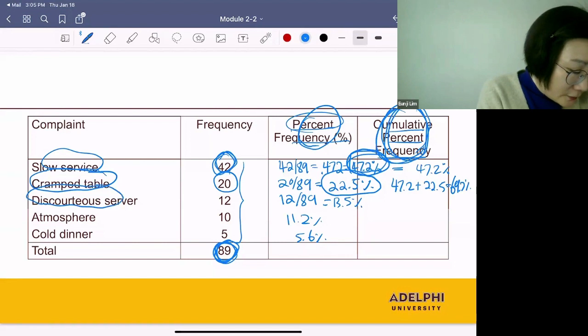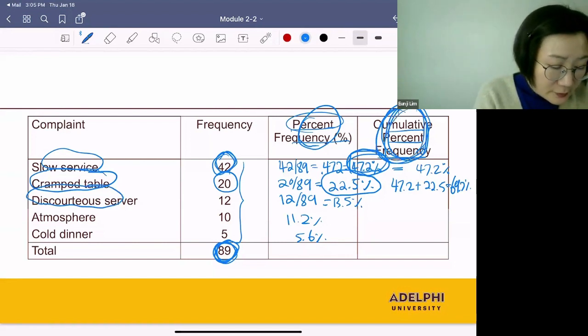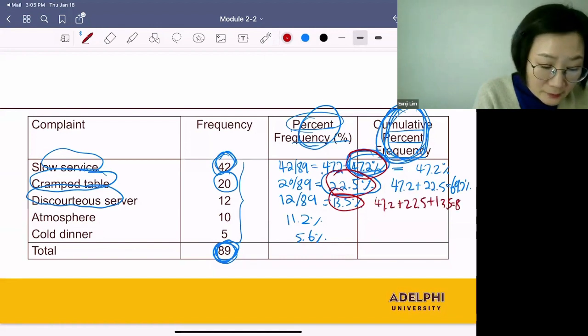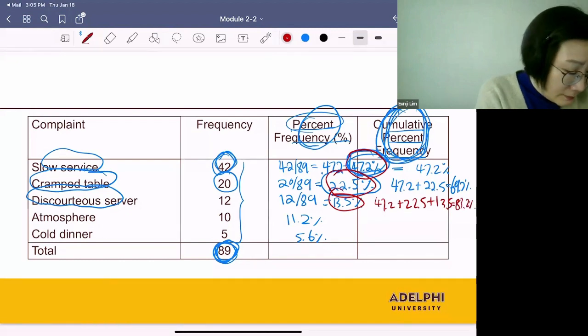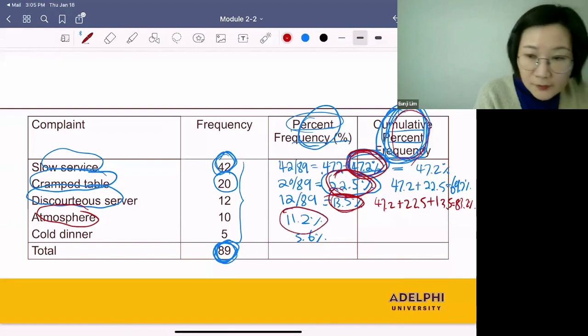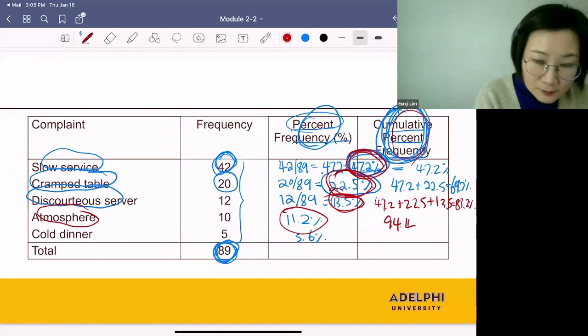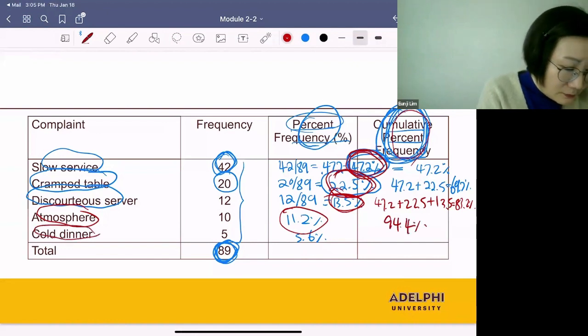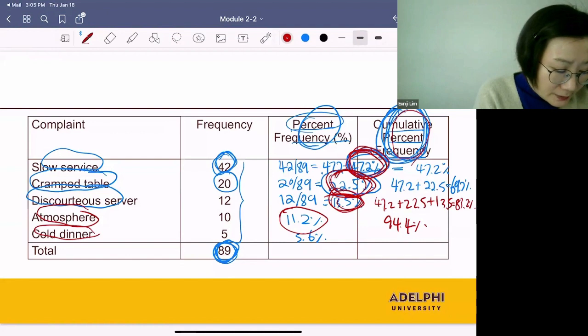Now, for the third area, the cumulative percentage frequency is the sum of the previous numbers and the current number. So add these three numbers, 47.2, 22.5, and 13.5, and you get 83.2. Now for the next, the cumulative percentage frequency is the sum of the previous numbers and the current number, 94.4. The last one, the sum of the previous numbers and the current number, 100%.